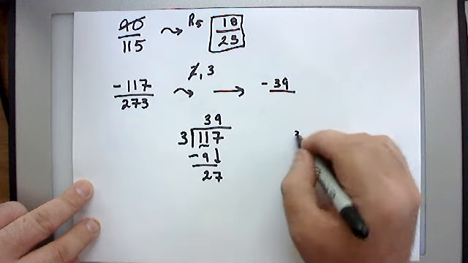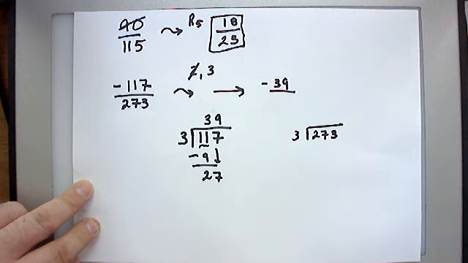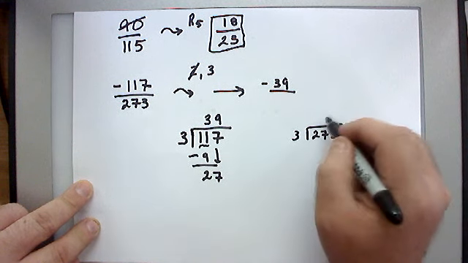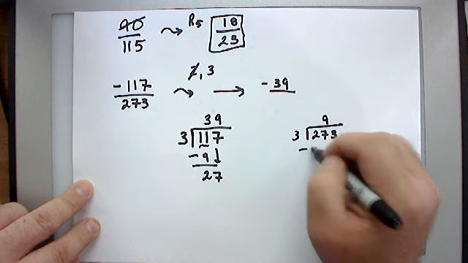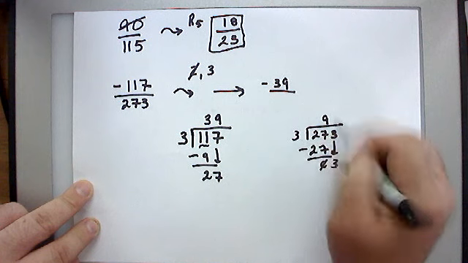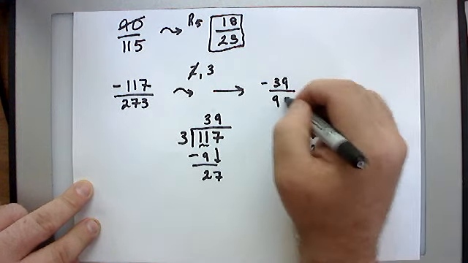So I wanted to do this problem just to show you guys that you will have to do a little bit of longhand division sometimes unless you're just very strong with mental division. 3 goes into 2 0 times, so we can skip over. 3 goes into 27 9 times. 9 times 3 is 27. Subtract and bring down. And 3 goes into 3 once. So that's 91. So we have negative 39 over 91.